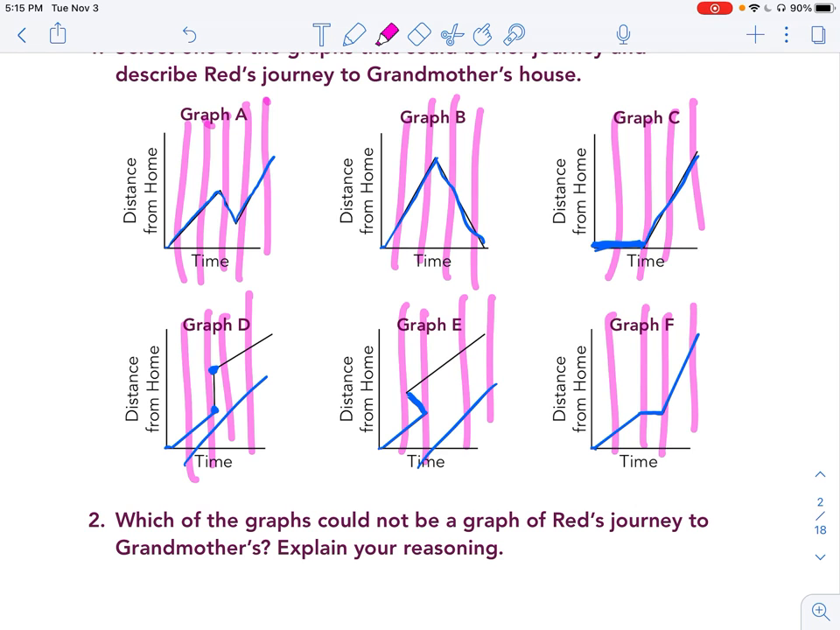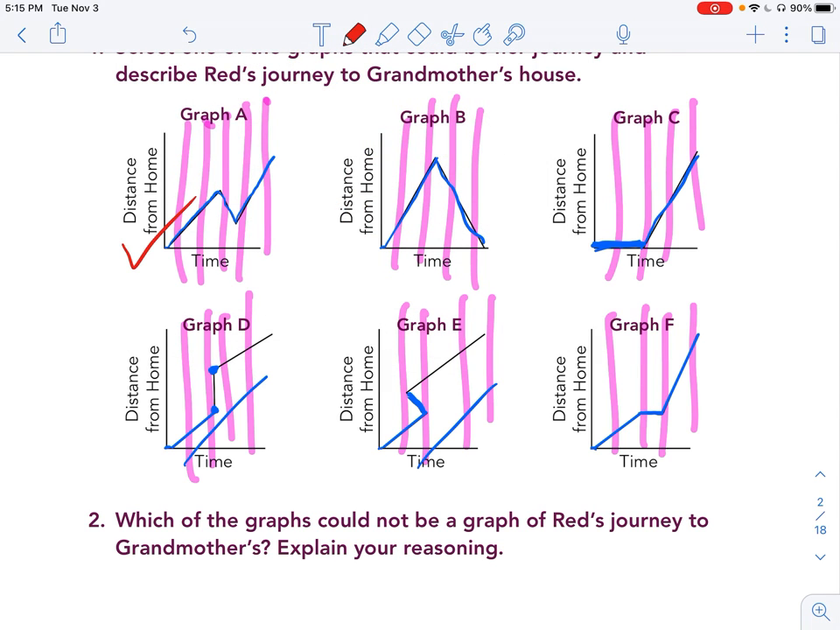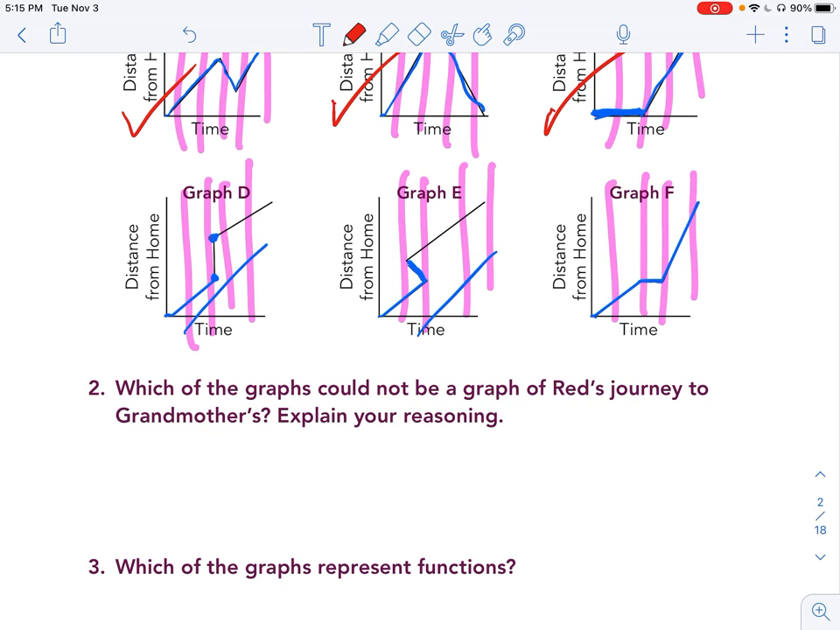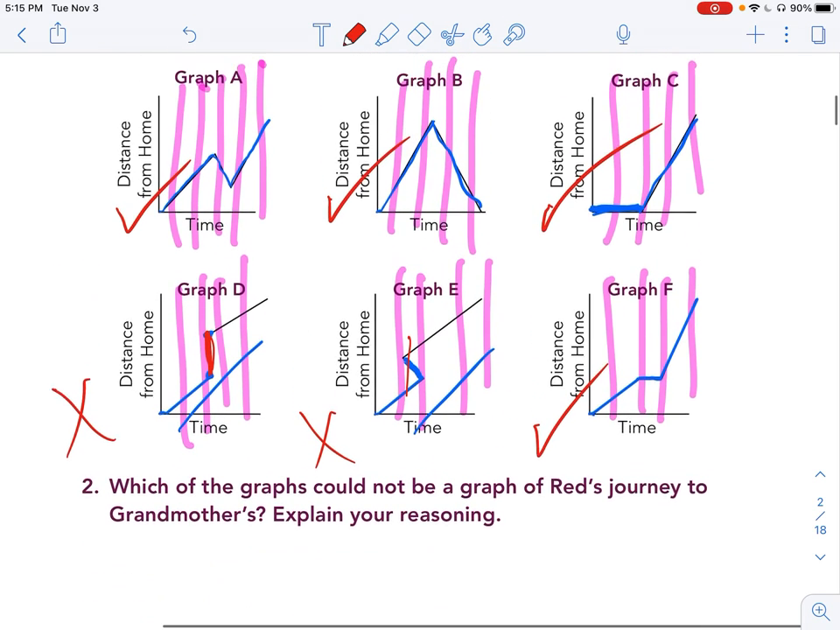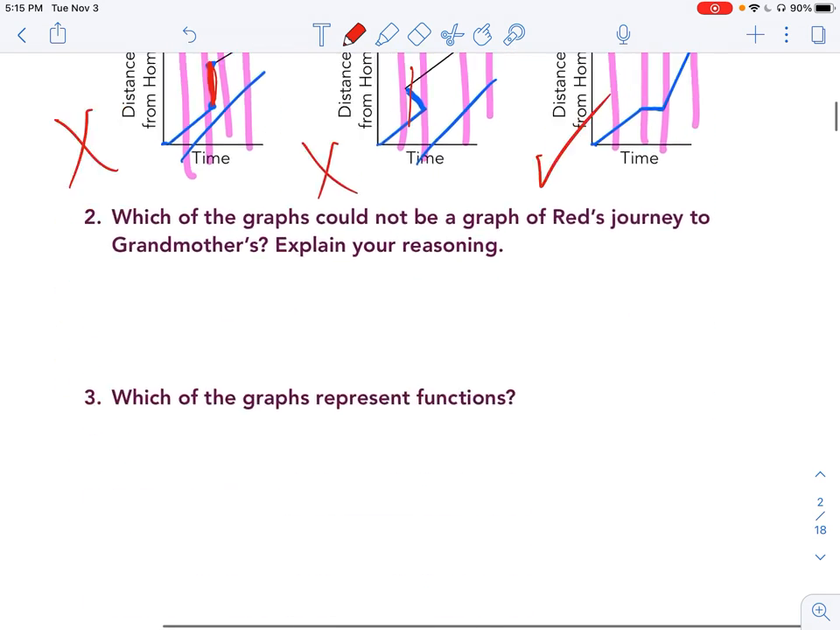Okay, so to pass the vertical line test, as I look at this, that one passes the vertical line test. This one passes the vertical line test. C passes the vertical line test. Well, this one, that has a vertical line. So that's not going to pass the vertical line test. So that is not a function. This one right here, it's going to go through 2 points at the same time. So that is not going to pass. And then F passes the vertical line test. So A, B, C, and F are all functions.